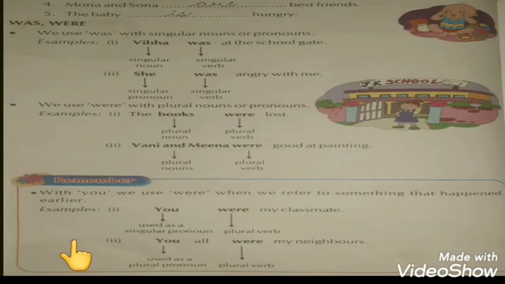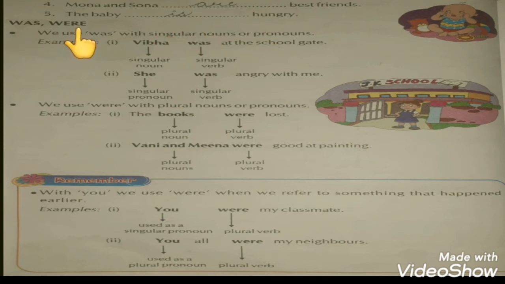Now students, further you have to try on your own. Here there is one more example. Mona and Sona. Here Mona and Sona are plural, so we use are, that is a plural verb. With a plural noun we use plural verbs. So now students, you can do the rest on your own.